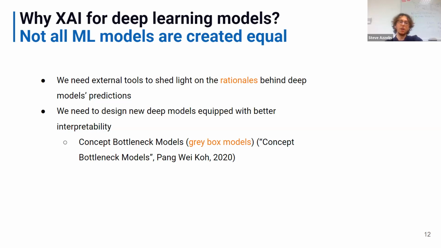Since the focus of this talk is mainly on explaining already trained models, or on providing rationales to deep learning models, we will only focus on the first branch. But in case you are interested, I leave you a reference to a paper that talks about this new, let's say, branch of gray box models. So for now, let's proceed with the first branch, with the first point.